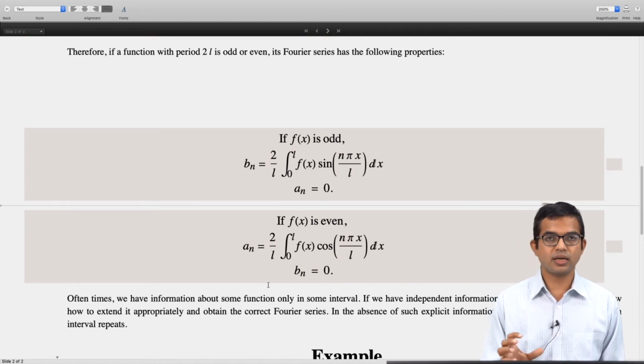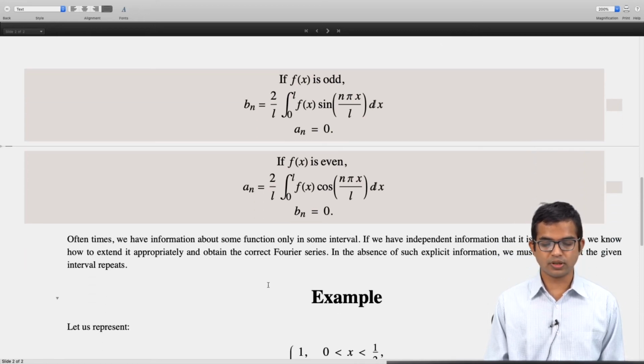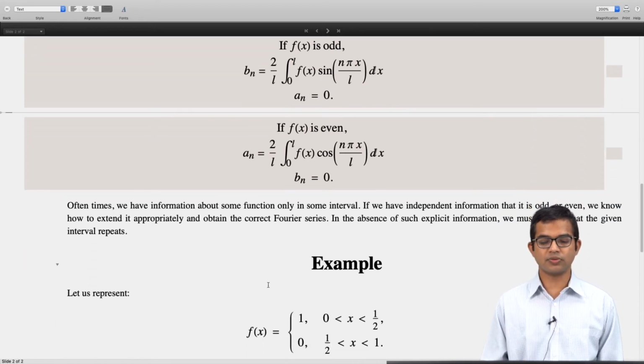There are contexts where each of these is an actual thing to do. So let's look at an example. So suppose you are just given this function f of x in this interval, right? f of x is 1 from 0 to half, and it is 0 from half to 1.